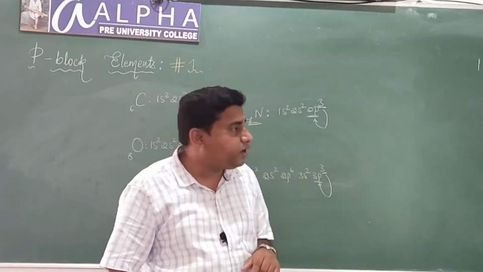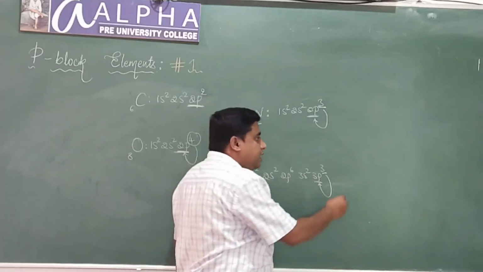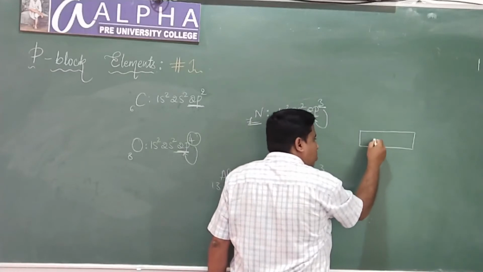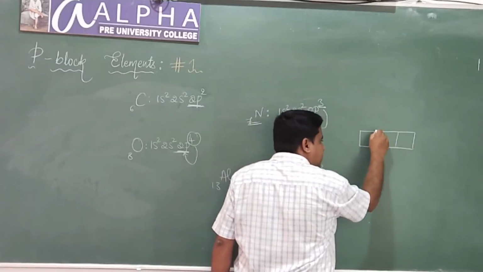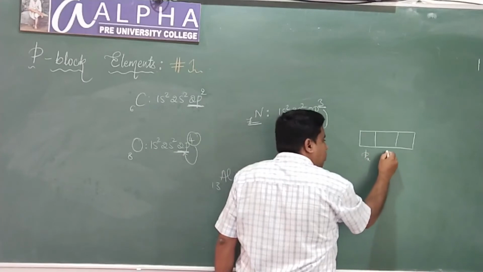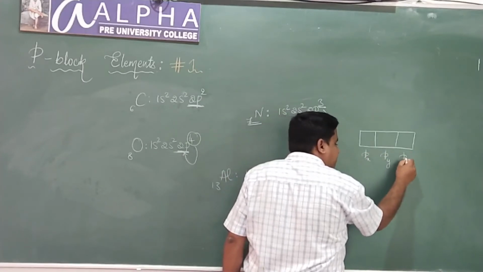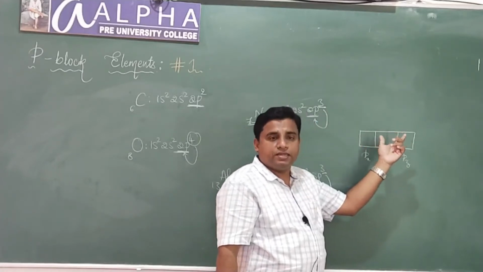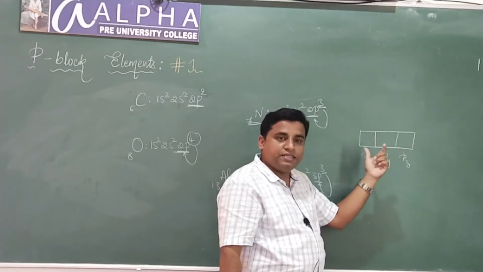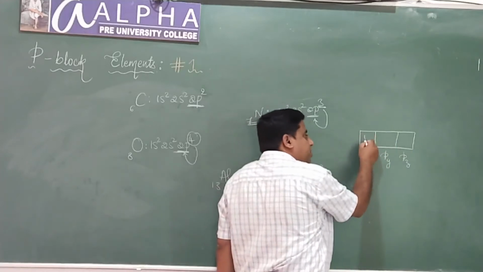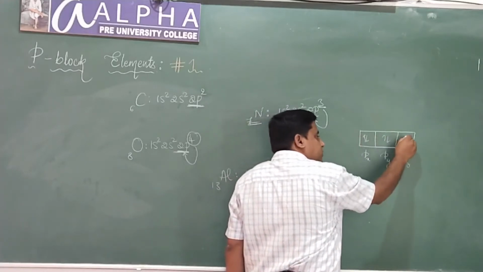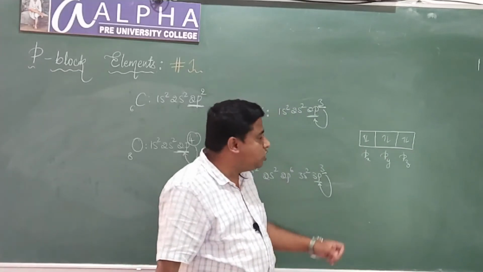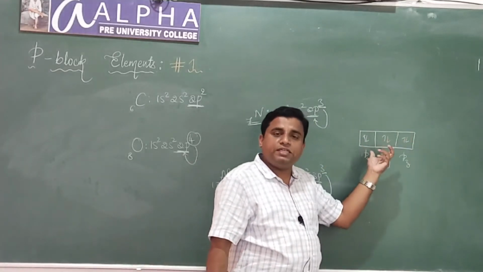Am I correct? We also know that the p subshell has 3 orbitals, isn't it? Which are those 3 orbitals? They are px, py, and pz. Each orbital can accommodate how many electrons? 2 electrons. So altogether, how many electrons can a p subshell have?